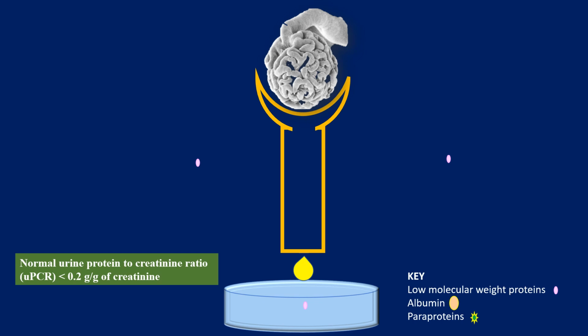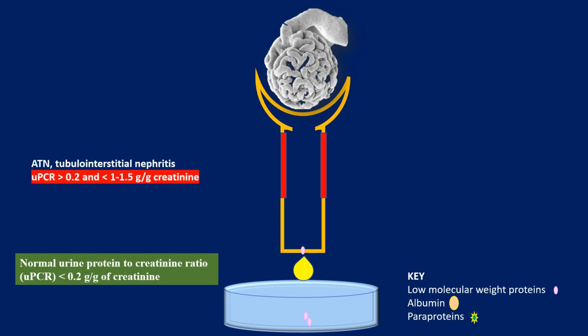In patients with tubular injury, such as acute tubular necrosis or tubulointerstitial nephritis, the filtered low molecular weight proteins cannot get reabsorbed and get excreted into the urine. Because of this, we can see a UPCR greater than 0.2 in patients with tubular injury. However, because the proteins excreted are of low molecular weight, they do not weigh much. The UPCR is therefore typically less than 1 to 1.5 gram per gram of creatinine.